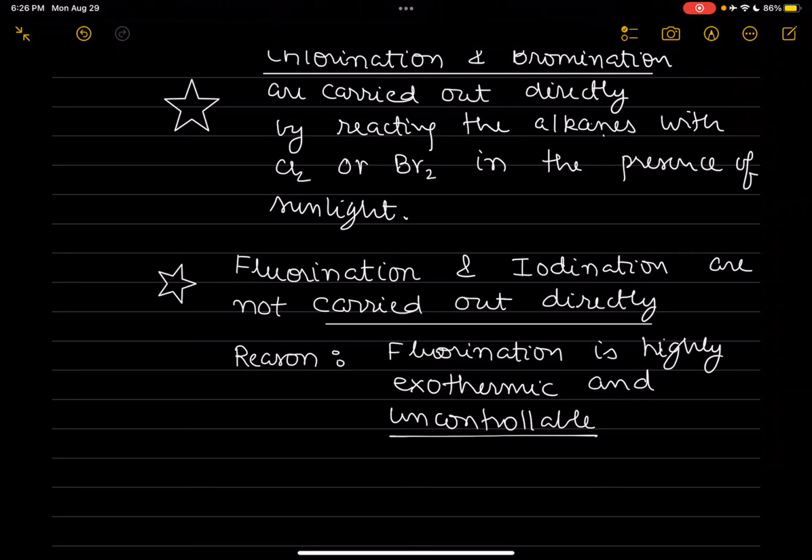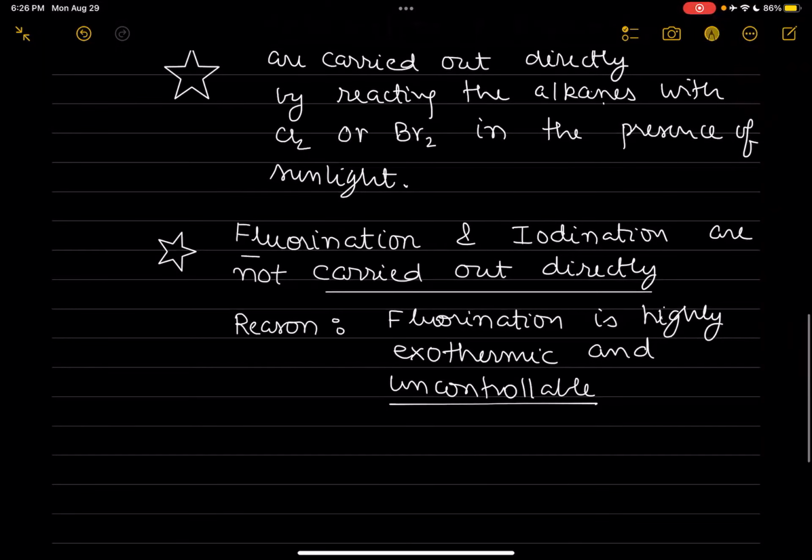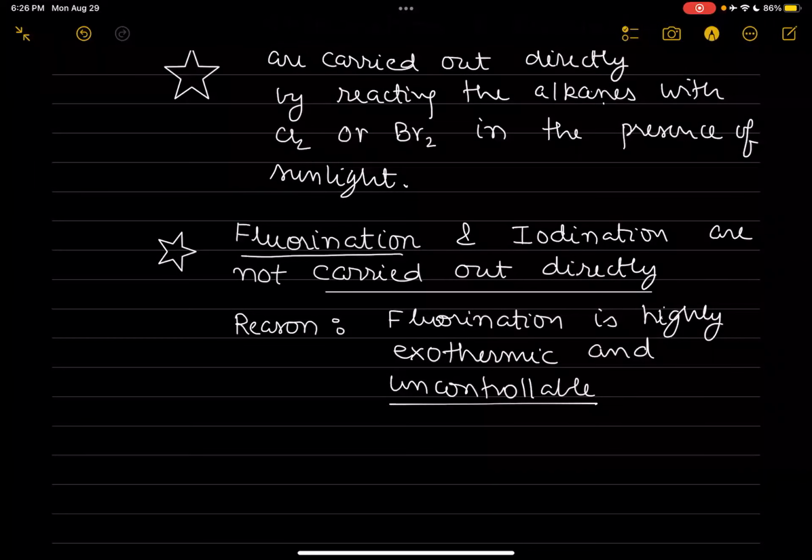And what happens is it even breaks the carbon-carbon bond, and there are more products, not only 1, 2, 3, 4. The total, all the hydrogens break. So such type of reactions we don't do, where you can't control the reaction, where you can't predict what is going to form, and if the reaction is happening in an uncontrolled way, they are not done.